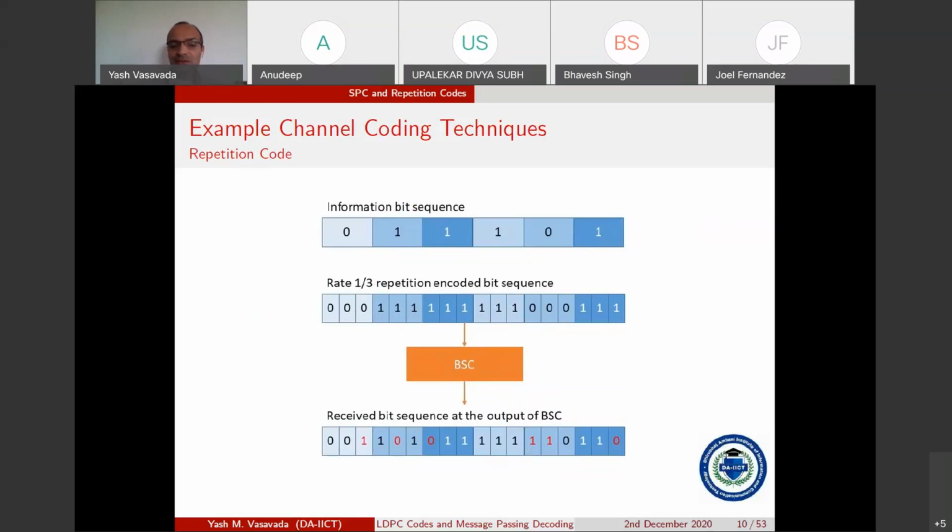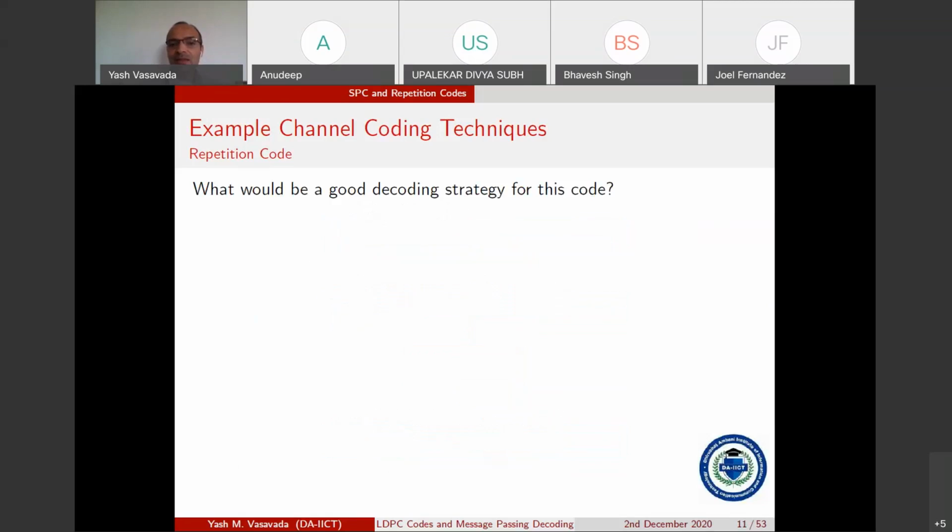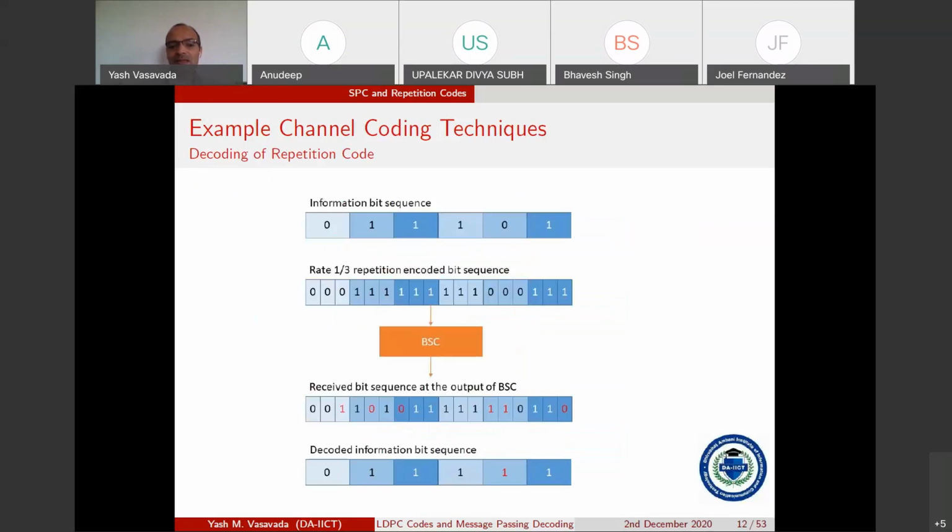If you have done this repetition code in CT516, you would know that the decoding strategy is just majority voting. We take 3 bits at a time, and in this case, the majority is zeros, so we will decode this code word as 0. The second code word, the majority is 1, so we'll decode it as 1, and so on. Now this again is hard decision decoding because we are acting on just zeros and ones.